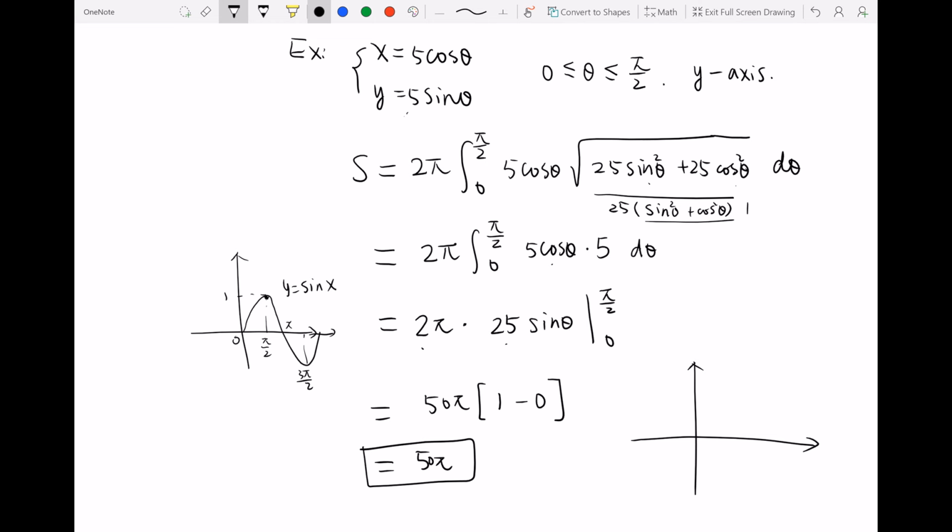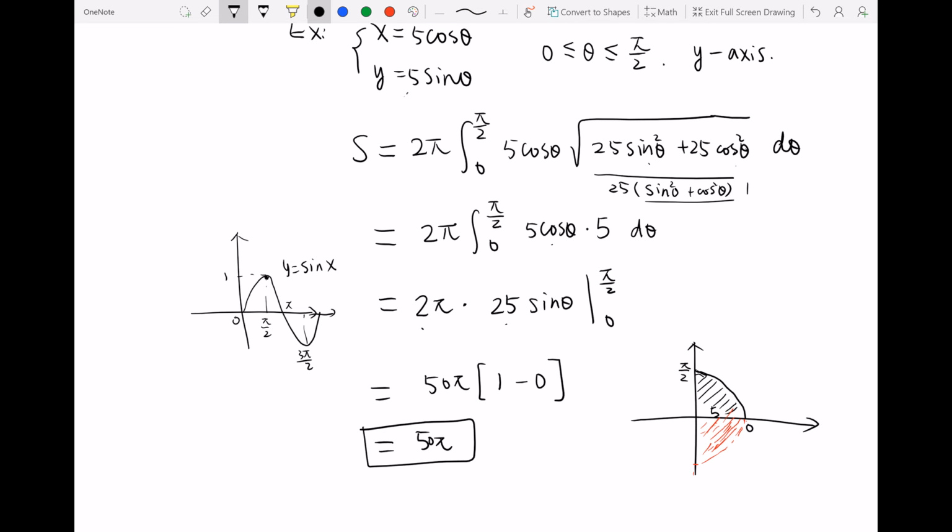It's a circle, very good. 5 cosine theta, 5 sine theta is a circle, and the radius is 5. Now, actually, theta is changing from 0 to pi over 2, so it's from here to here. You revolve this circle, just the quarter of the circle, with respect to the y-axis. So you actually get a half of a sphere. You get half of a sphere.